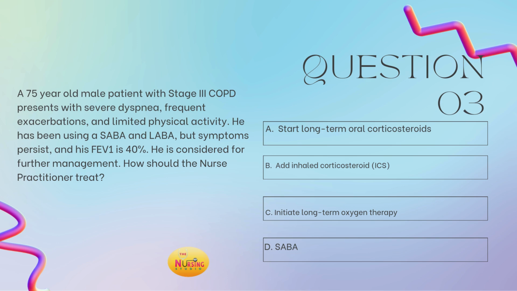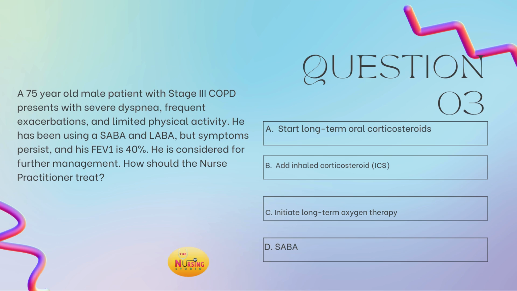All right, so the question here asks, how should the nurse practitioner treat? So you know what to do. Run it back. Let's see if they gave us a diagnosis. And they have. This is stage three COPD. So now what are we doing? They're already on their SABA and the LABA, so we want to now add in an inhaled corticosteroid, which is B. So I was just telling you about stage one and stage two treatment.